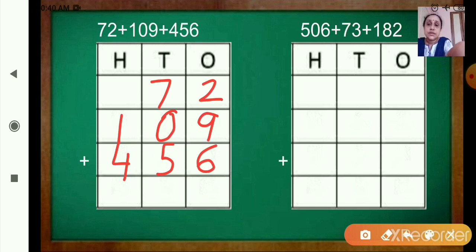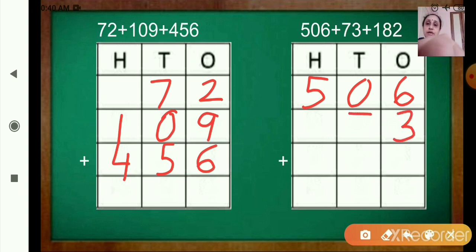Okay, until that time I am writing these numbers: 506 plus 73 plus 182. I will be writing the numbers, okay? And you do the addition. Then we will see whether you have done it correctly or not. 506, then 73, 3, 7, because it is a 2-digit number. 182, 2, 8, 1.